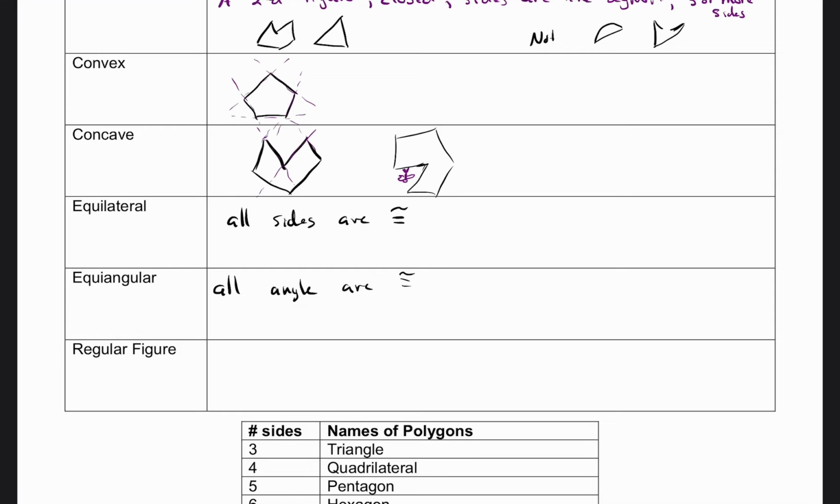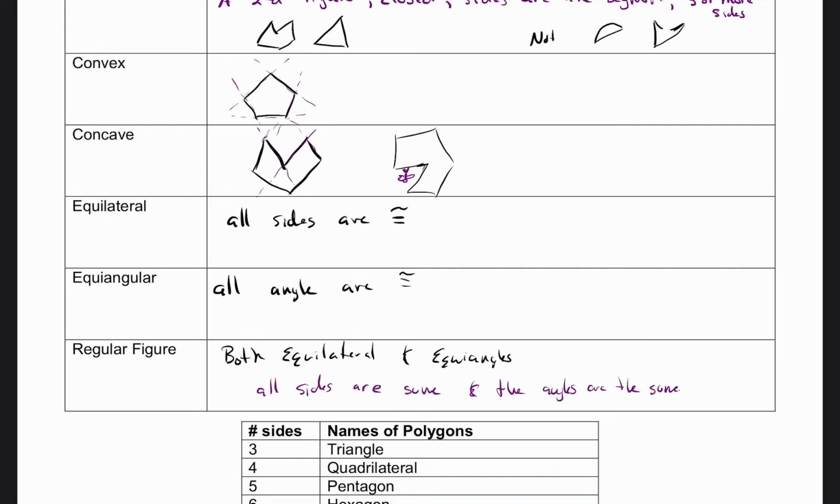And if we're going to talk about a regular figure, it's going to be both equilateral and equiangular, meaning all the sides are the same and the angles are the same. Okay, so regular is the most basic shape we could look for.